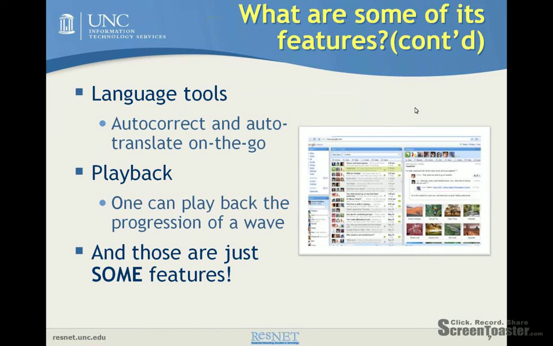And this is really the first time that all these features have been implemented together. It's really cool. There are language tools. Autocorrect on the go. I haven't seen this myself, but apparently you can auto-translate on the go, which is good for businesses whenever they want to help customers abroad. There's playback, so you can play back the entire progression of a wave, and that's really cool. You can see how a conversation unfolded. And those are just some of the features, which is really amazing considering I just went over a pretty hefty list, and all of those are integrated into Google Wave right now.